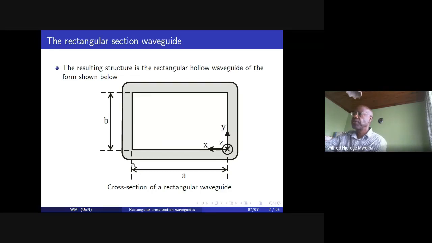And that's why I've shown that the B is the inner surfaces of the top plate and the bottom plate, and the A are defined with the inner surfaces of the two side walls from x equal to 0 and x equal to A. The Z is in this case pointing into the page.